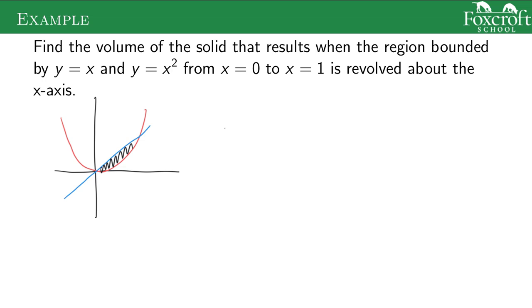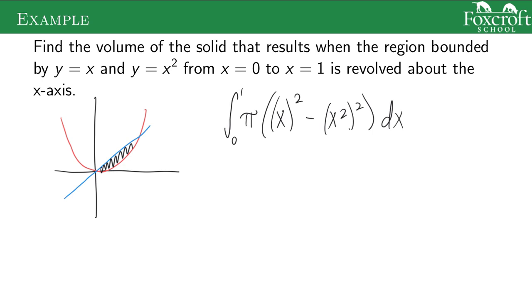So when we take our formula, it starts at 0, it's up at 1, we have pi. The outside radius, in this case the bigger radius, is going to be that blue graph, which is x, and we're going to subtract off the inner one, like that. All right, so that's our formula.